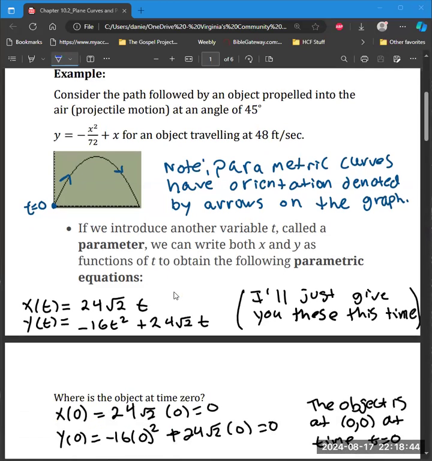But let's go ahead and talk about what the parametric equations for this look like. If we introduce another variable t called a parameter, we can write both x and y as functions of t to obtain the following parametric equations. T is going to represent time here, so t is going to have to be greater than or equal to 0. And then there's going to be a time over here where it's going to hit the ground, and we don't want to look at the graph past there because we assume the object that we threw up is going to hit the ground and stop.